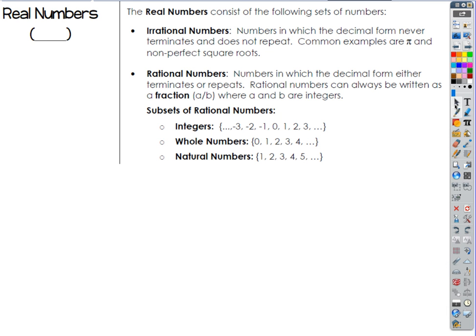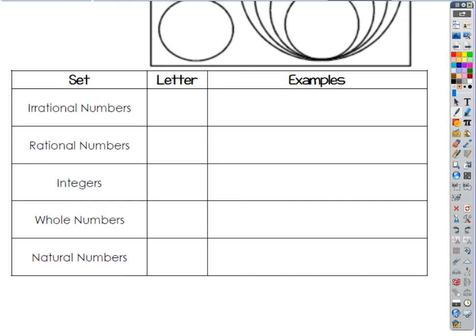So let's just summarize then. I didn't say this, but what do you think the letter is that we associate with real numbers to represent the set of real numbers? Capital R for real. Okay. And then we already said, I think I gave you all these. Irrationals, that's Q prime, right? Q is rational, integers are Z, whole numbers W, natural numbers N.